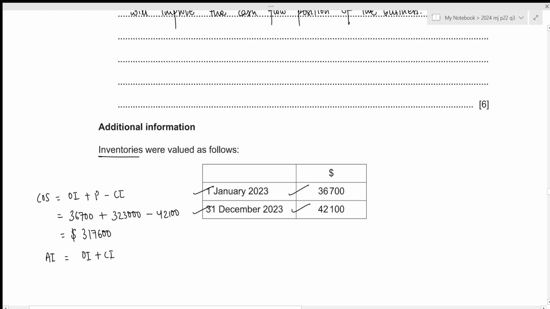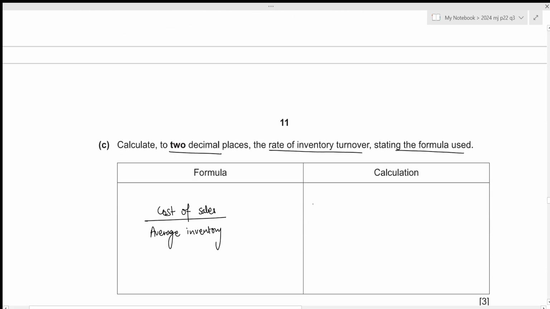Then we need to calculate the average inventory, and the formula for average inventory is opening inventory plus closing inventory divided by 2. So the opening inventory in this case is 36,700, closing inventory is 42,100, divided by 2. This results in the value of 39,400. Let's substitute these values. So we have 317,600 divided by 39,400. And since this is the rate of inventory turnover ratio, the unit will be times. So the answer we get for 2 decimal places will be 8.06 times.